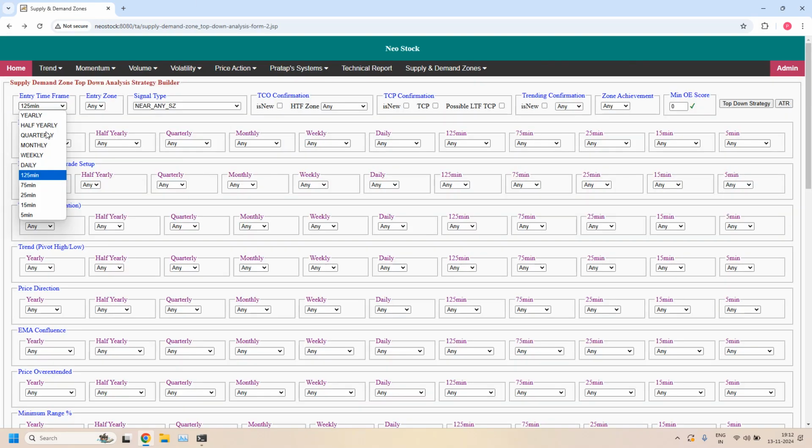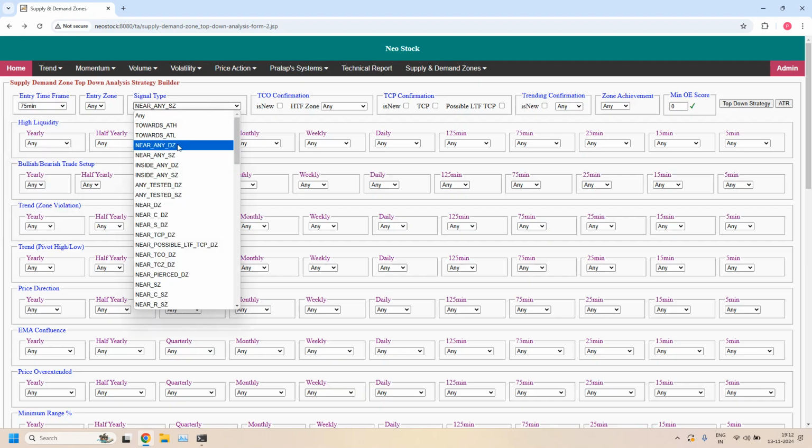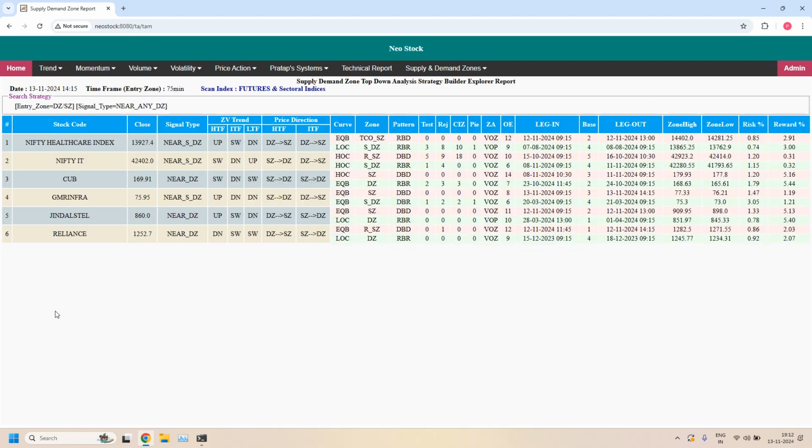Next time frame is 75 minutes. Entry time frame 75 minutes. Let's find the stocks near the 75 minutes demand zone. 6 stocks are filtered. Let's identify high liquidity demand zones. First one is an index, and it is also pierced, not valid. And NIFTY IT is an index. You can't trade it in F&O. GMR Infra is pierced, so not a valid demand zone. So we don't have any valid 75 minutes demand zones from this list.